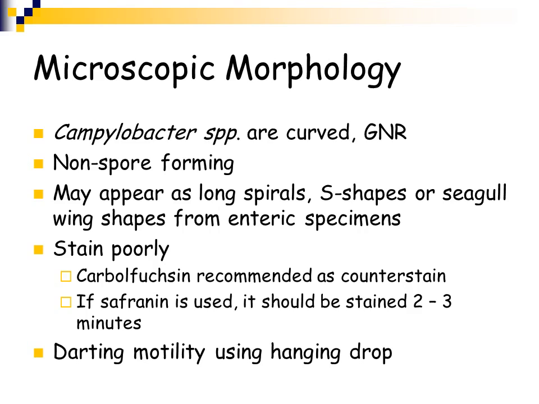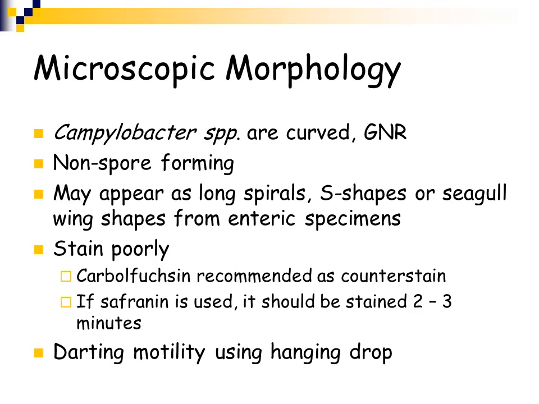Microscopically, Campylobacter are curved gram-negative rods. They are non-spore formers. They can have a spiral, S-shaped, or seagull or gull-winged shape if you gram stain an enteric specimen. They do stain very poorly, so instead of using safranin as a counter stain, it's recommended that you use the stain carbofuchsin. If you do use a typical gram stain where safranin is the counter stain, you should counter stain it longer, for at least 2 to 3 minutes.